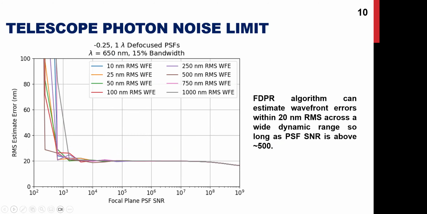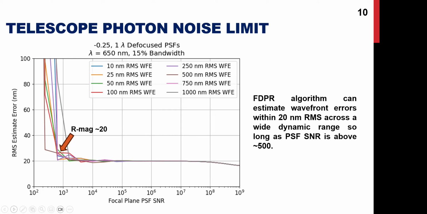We also characterized how well our phase retrieval algorithm can estimate wavefront errors, depending on star magnitude. Ewan made me convert it to focal plane SNR, but really what we care about is star magnitude. What this graph shows is that for an RMAG of 20 on our guide star, we can do phase retrieval just fine. That corresponds to a PSF SNR of roughly 500.